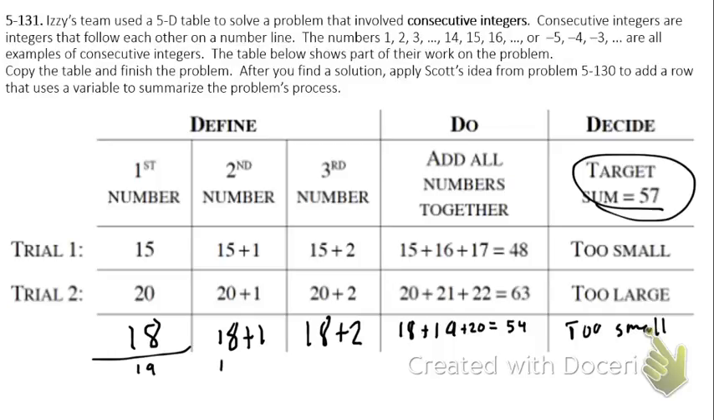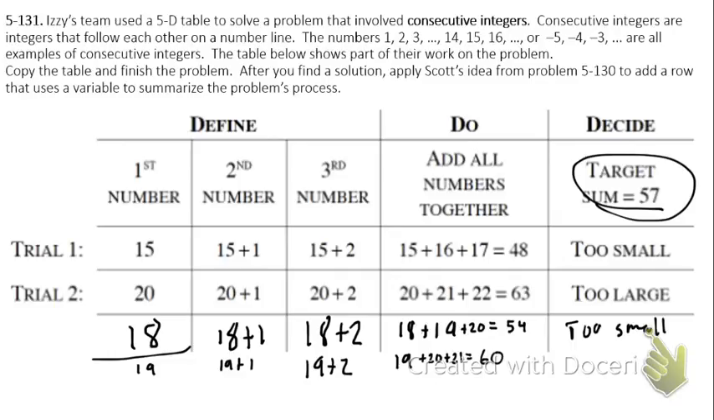Going to do 19, which means this is 19 plus 1, 20. 19 plus 2, 21. So 19 plus 20 plus 21. 19 plus 20 is 39. 39 plus 21 should be... I have made a mistake. I want you guys to see if you can find my mistake real quick.